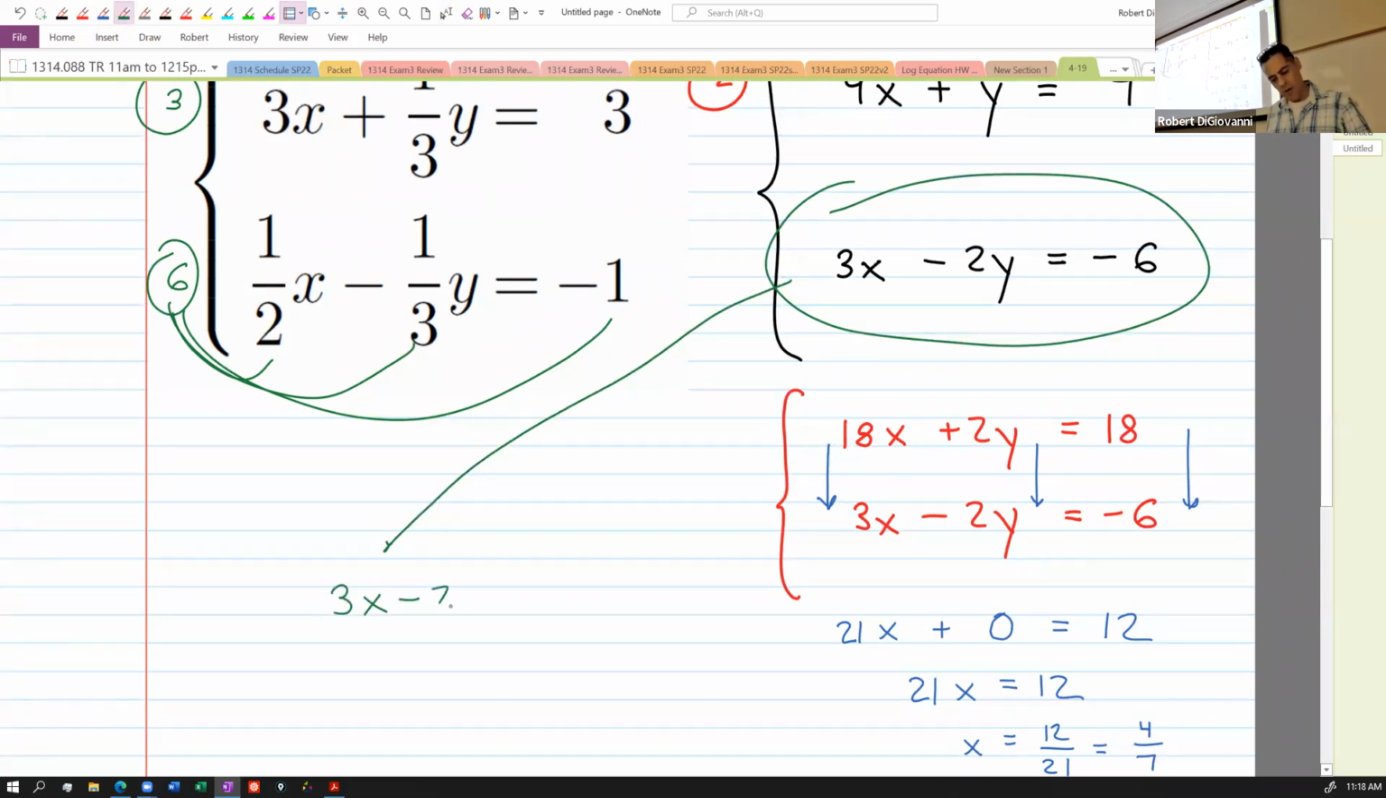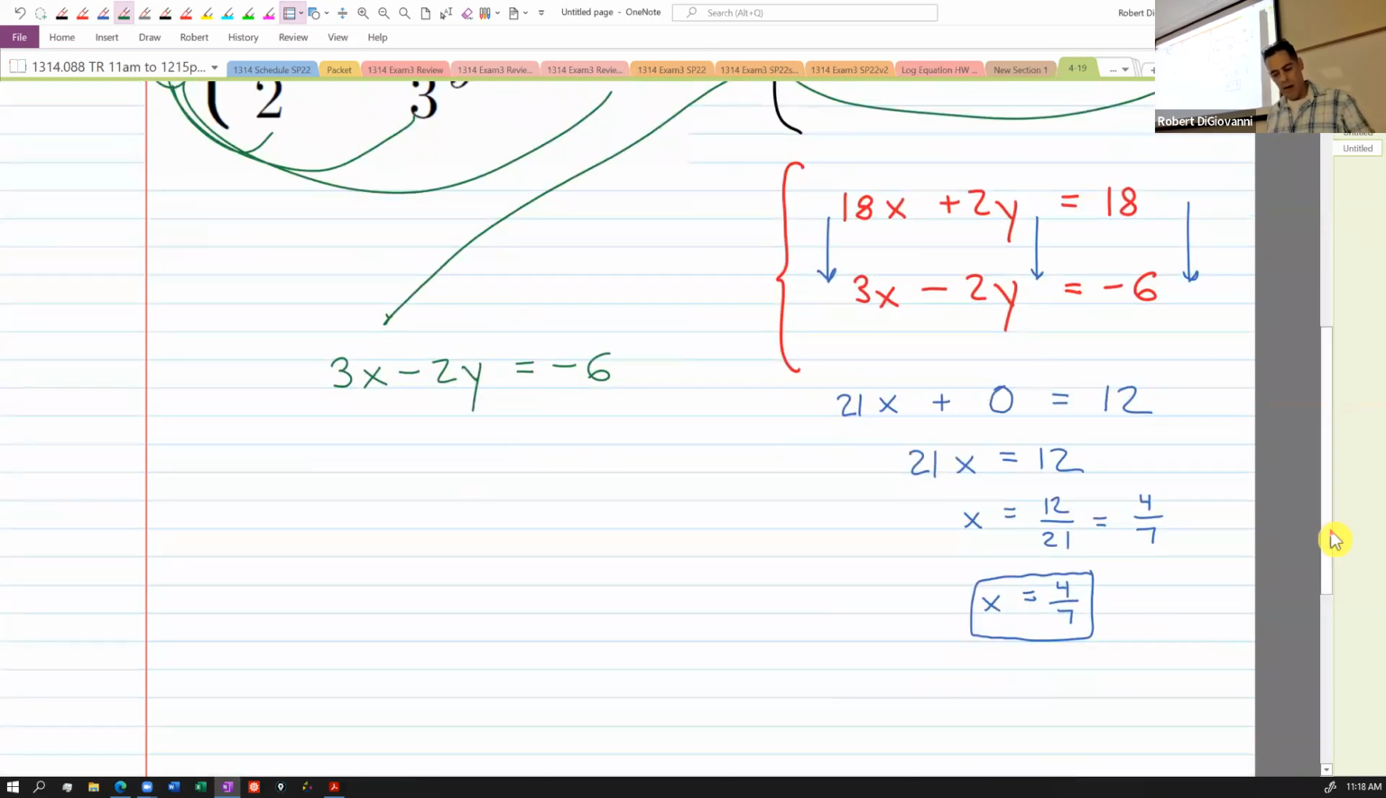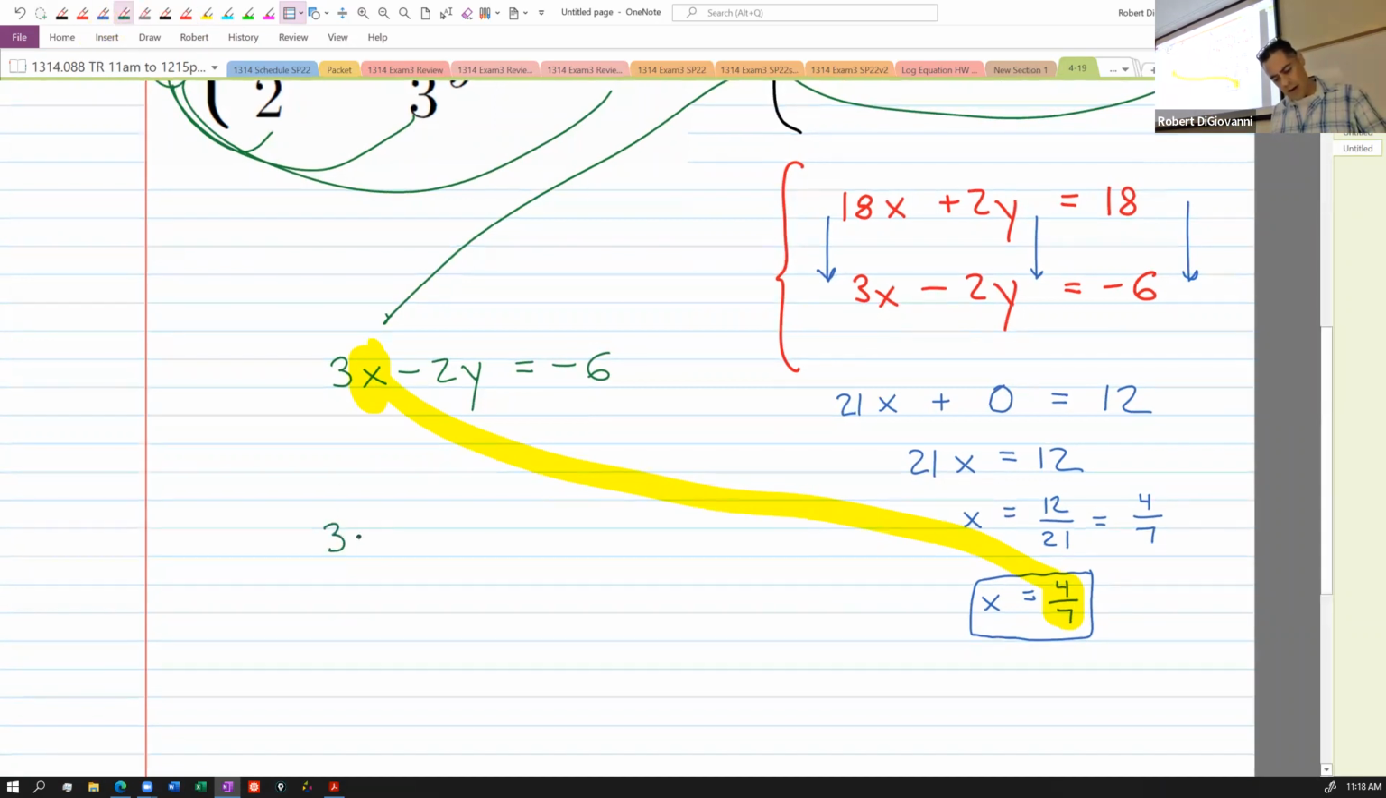3x minus 2y equals -6, right? And we're going to replace that x with 4 over 7. So look, unfortunately, we're not going to be able to avoid fractions. We avoided fractions in the solving, but our answer is a fraction. So when we plug it back in, well, we've got fractions, all right? That's life. Deal with it. So we have 3 times 4 over 7 minus 2y equals -6.